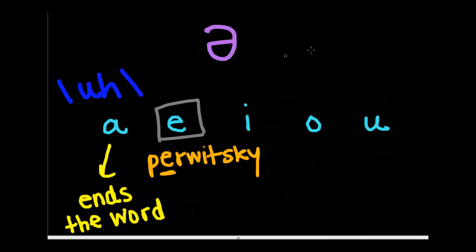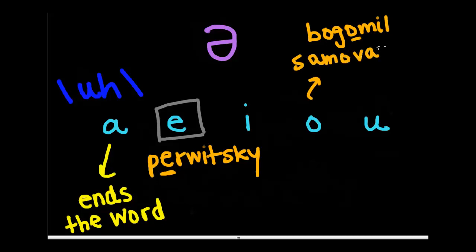Some other example words, up here with O, we have bogomil, B-O-G-O-M-I-L. Here we have the O, and another word is samovar, S-A-M-O-V-A-R. Again, plug it in and see if it looks right. Here the O could work, whereas in Perwitsky, it looks like it would be wrong, but here it could very much work. So use that. There's not much else I can say.